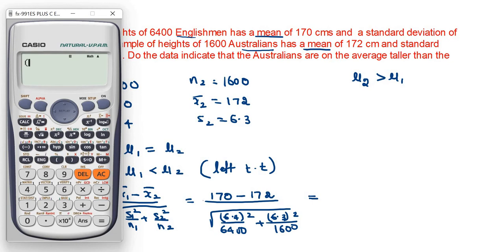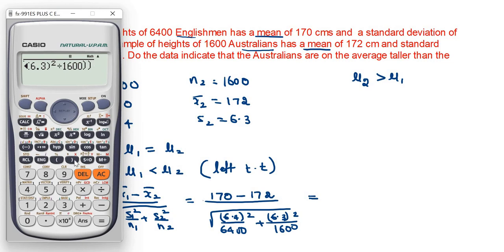For the numerator, put this bracket 170 minus 172, close the bracket, divided by square root of, this first bracket is for the whole term, square root term, and for the first term one bracket, then for the numerator another bracket, 6.4 the whole square divided by 6400, close the bracket for the first term, plus for the second term one bracket, and for the numerator another bracket, 6.3, close the numerator, whole square term divided by 1600. So second term closed, and one more bracket for the full term.